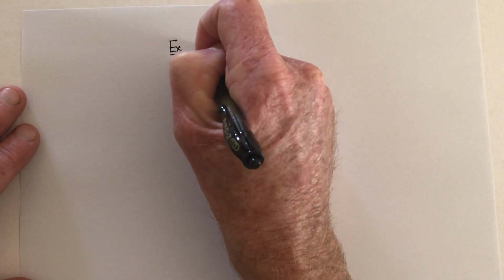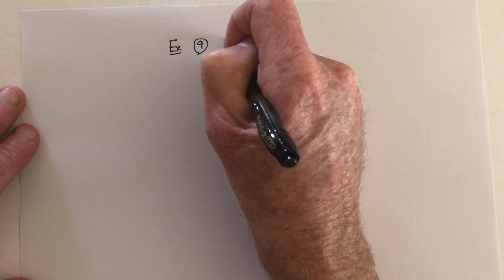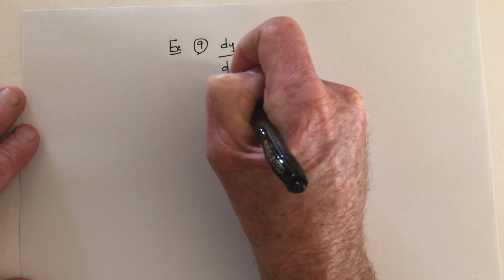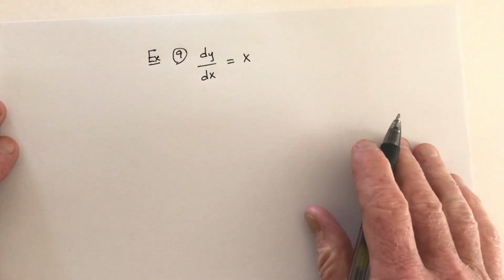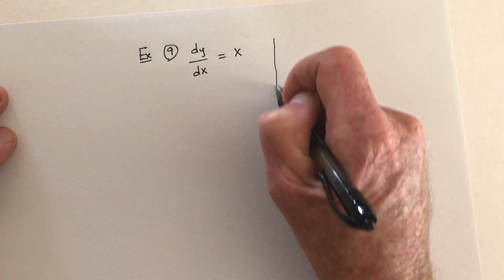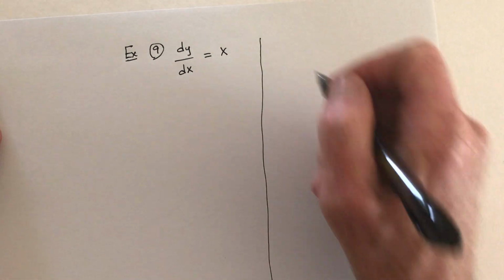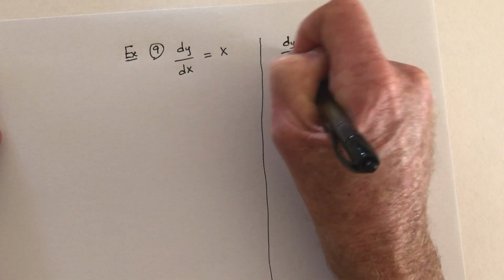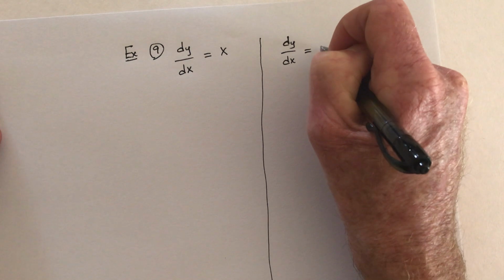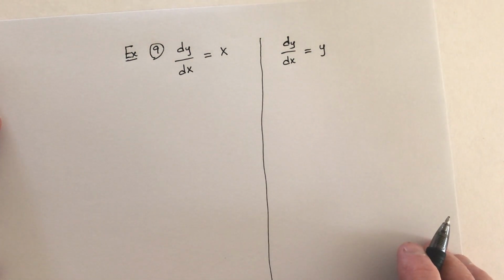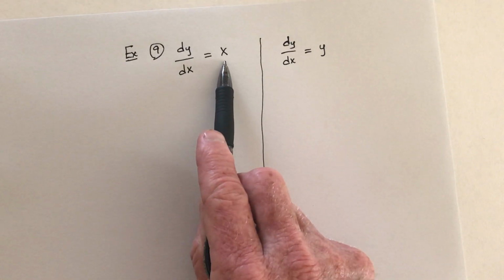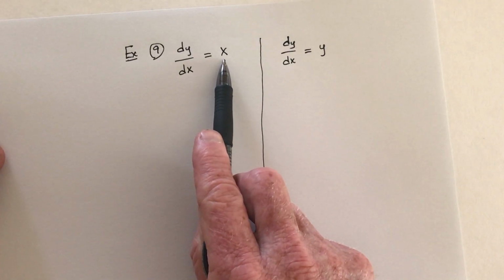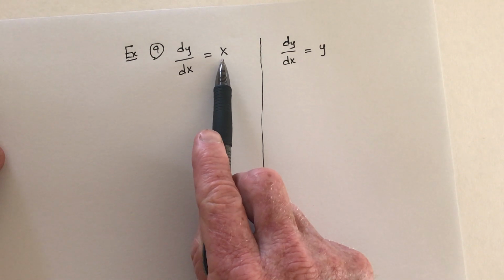Next, example number 9. Suppose you have dy dx equals x. Now compare that with, what if it said dy dx equals y? This one is basically just like what I just did, except this one had a 12 in it, this one does not. So I could do the exact same work as the last example, and I would get x squared over 2 plus c.